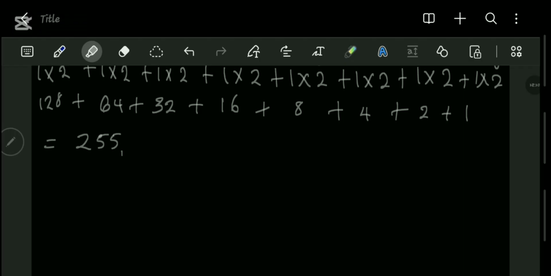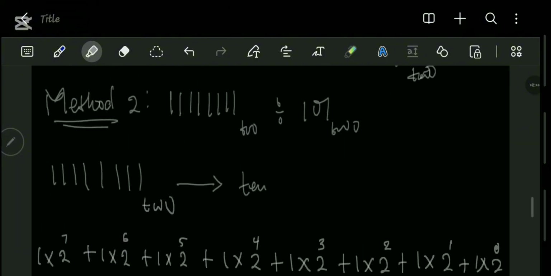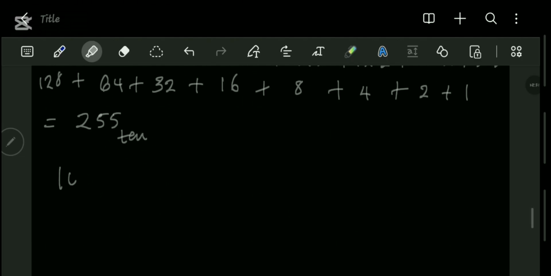So we have 255. This number is now in base 10. So I just converted this one first. I'm still going to convert this, then divide them together. So when I convert this one now, I'm having 101 in base 2. I'm converting this one to a number in base 10.